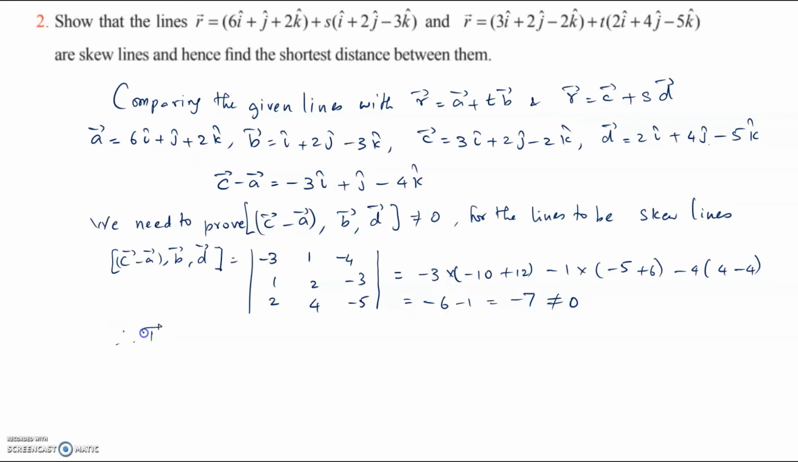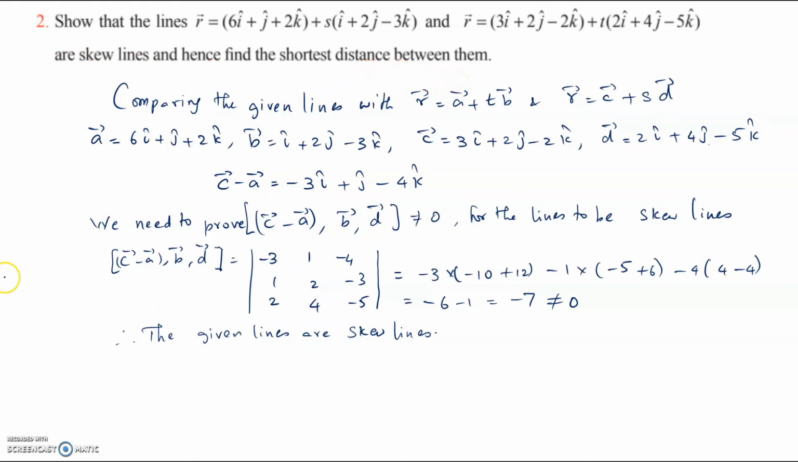Therefore, the given lines are skew lines. So that takes care of the first part of the question. Then we need to find the shortest distance between the two lines.